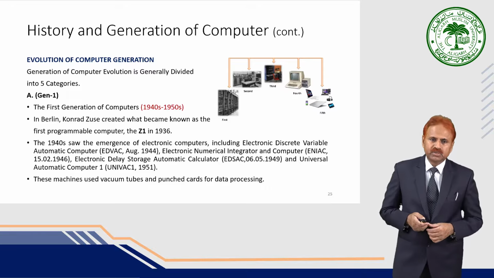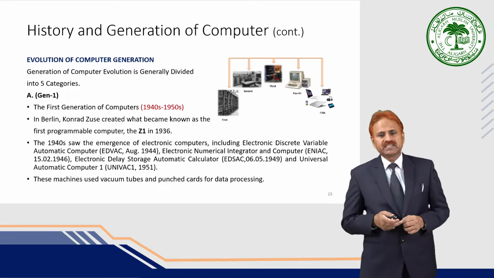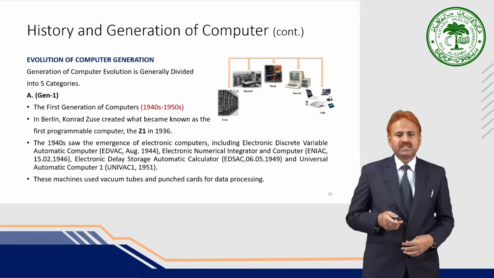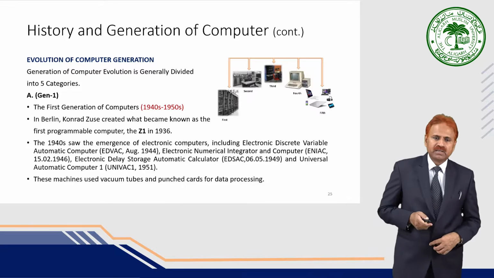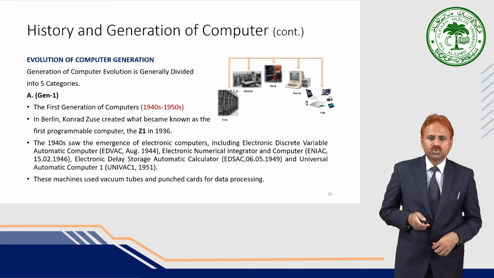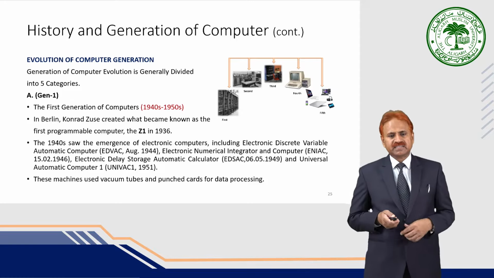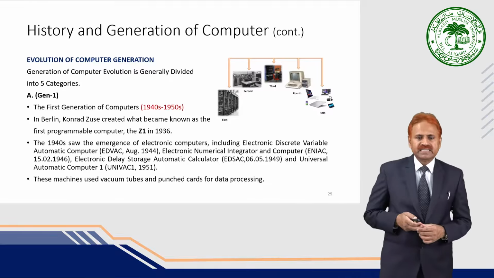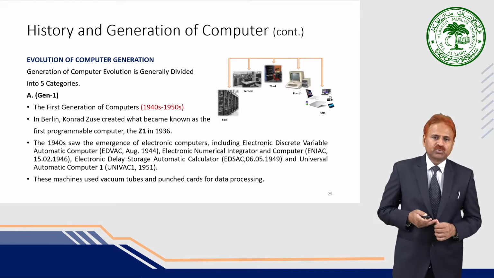So the first category is known as generation 1. The first generation computers, as I have already told you, were during the 1940s to 1950s. In Berlin, Konrad Zuse created what became known as the first programmable computer, the Z1, in 1936. The 1940s saw the emergence of electronic computers, including the Electronic Discrete Variable Automatic Computer, known as EDVAC.